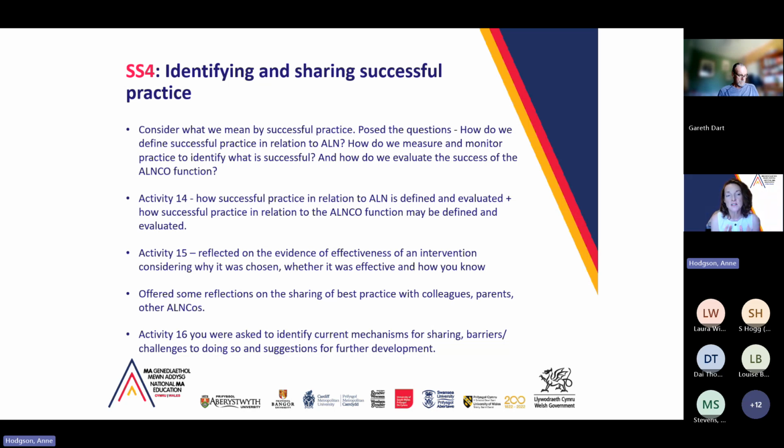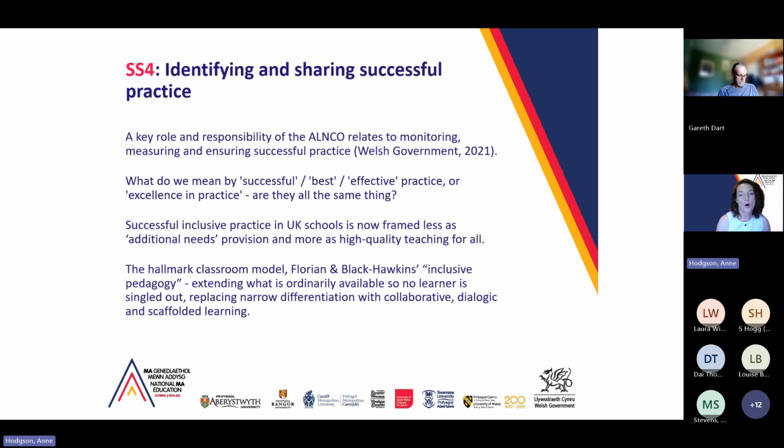And then activity 6, the last of the activities in this section, was asking you to reflect on the mechanisms for sharing practice within your settings. So a key part of the ALN core role is about monitoring, measuring and ensuring successful practice. And this is one of those strands where that role has really broadened out to a much more leadership perspective.